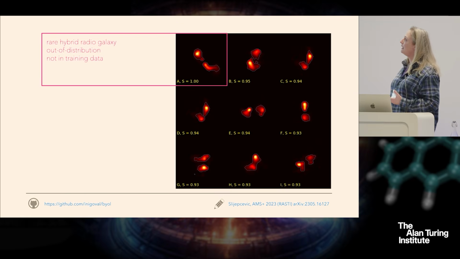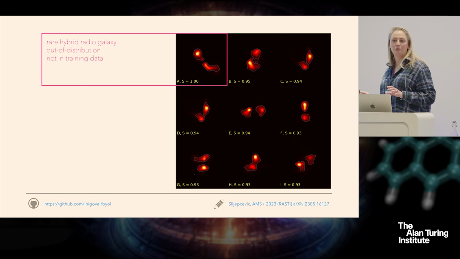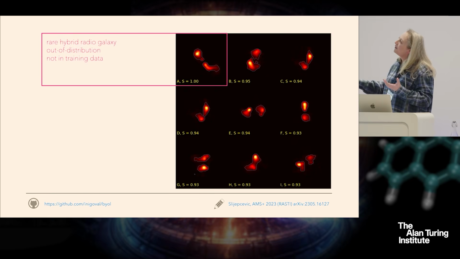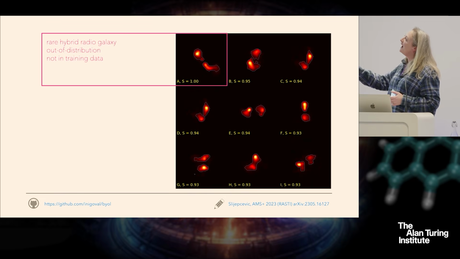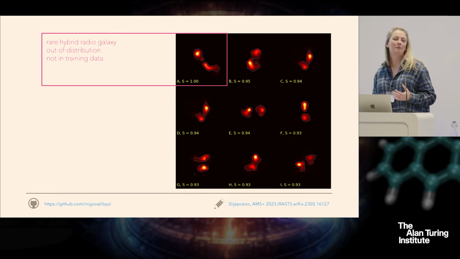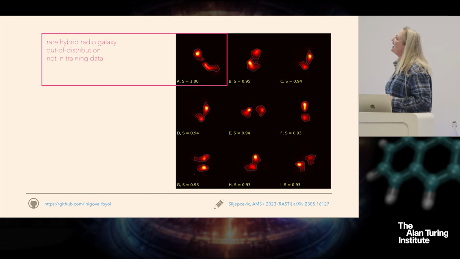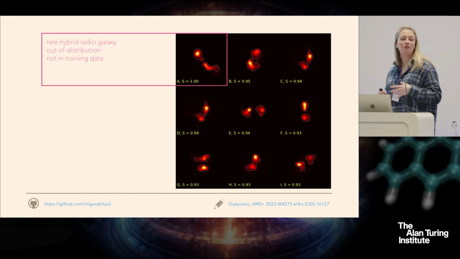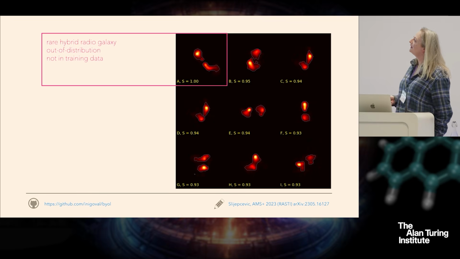So one example of that might be to go looking for something like this. Now, there's a reason why radio astronomy is often referred to as blobology, and that's because typically we work with images that look a bit like this. This is a rare type of radio galaxy called a hybrid Fanaroff-Riley galaxy. For our particular foundational representation, it's not in the training data. We would consider it probably out of distribution for the fine-tuning that was applied to the model.